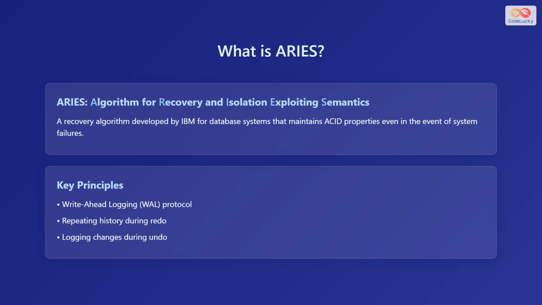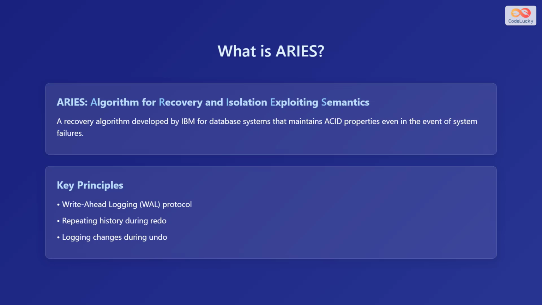ARIES, which as we said before, stands for Algorithm for Recovery and Isolation Exploiting Semantics, is a recovery algorithm developed by IBM for database systems. It's designed to maintain ACID properties, that is, atomicity, consistency, isolation, and durability, even if the system crashes.